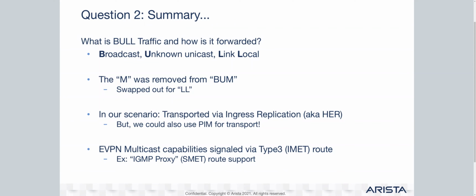We'll quickly summarize this and then pause for some questions before we get into actually enabling EVPN multicast. The big takeaway here is that it's no longer just BUM traffic, because multicast traffic is going to have a different forwarding methodology. It's now broadcast, unknown unicast, and link local, aka BUL traffic. In our scenario, we are transporting this via ingress replication or head-end replication, whichever term you'd like to use. But again, we could use PIM for transport if we wanted to. Yeah, EOS does support this. And last but not least, the EVPN multicast capabilities are signaled via the type 3 IMET routes associated with a given bridge domain, or, as we'll see in the supplementary bridge domain, the VRF.